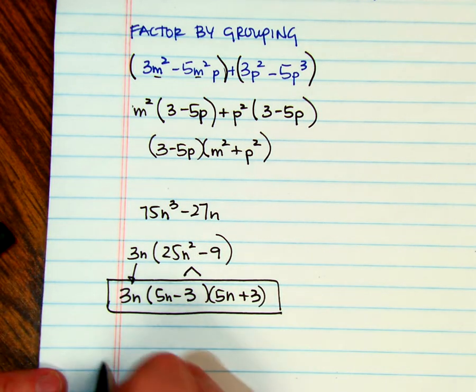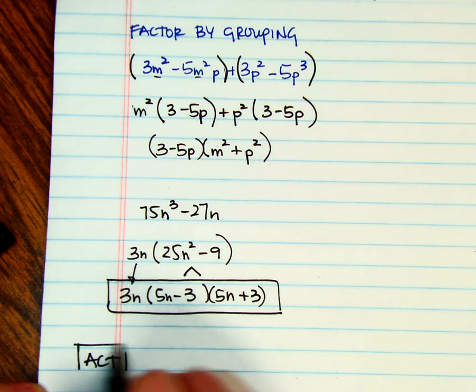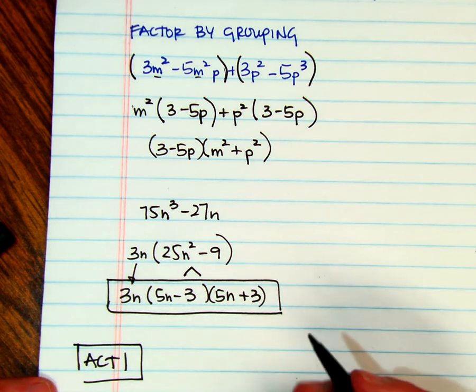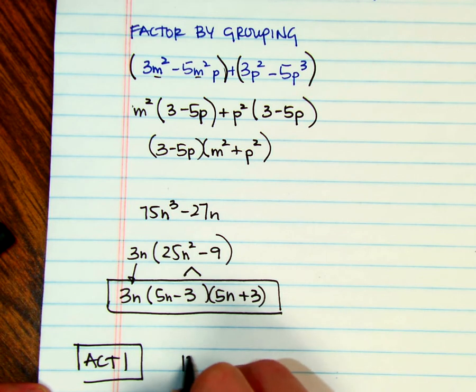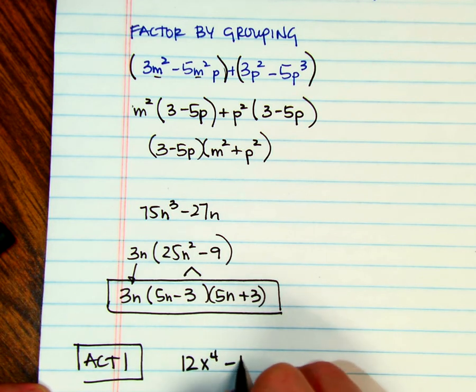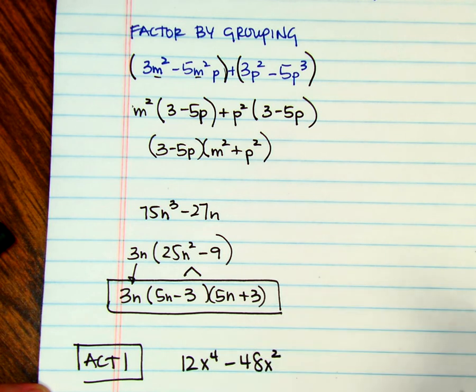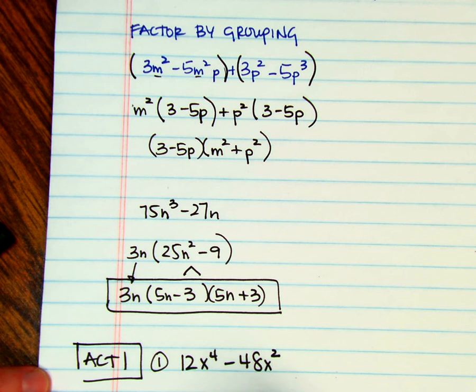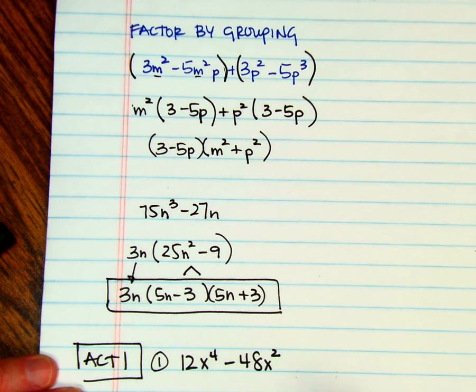Okay, couple activities. Activity 1. Try to factor 12x to the fourth minus 48x squared, and also factor, make this activity 2, factor 2a to the third minus a squared plus 10a minus 5. Give those a try and bring those to class tomorrow.